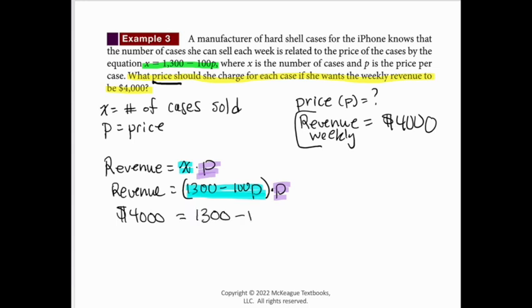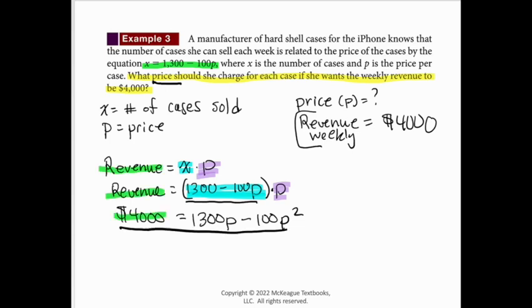So I have 4,000 is equal to 1,300 minus 100. Actually, let's just distribute while we're doing this. So I have this times P. So when I distribute, I have 1,300 times P minus 100 P squared. So now what we have to do is solve this equation for P. That's what the question was asking us to do.